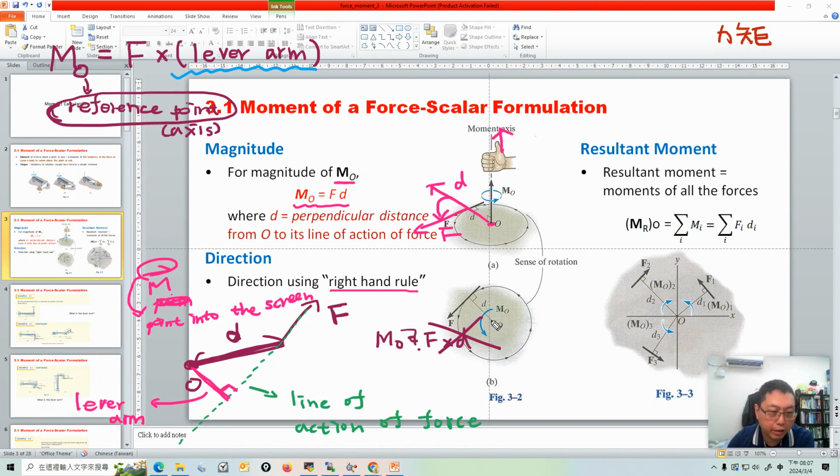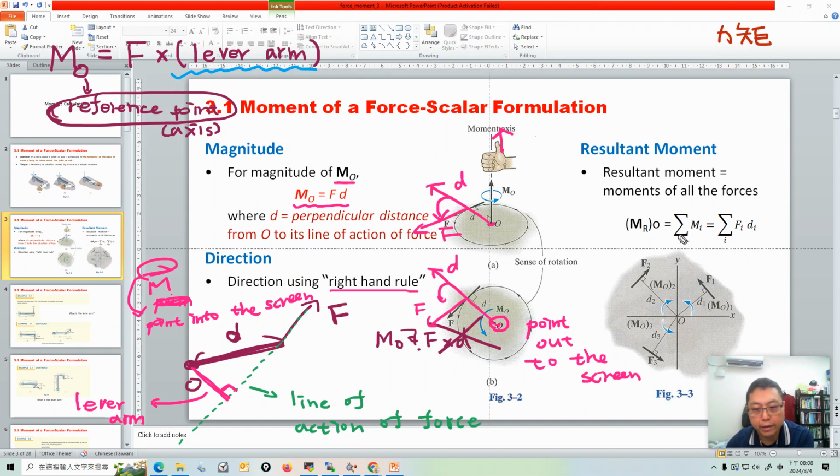And for this one, D is here from the reference point, and F is here. So D cross F points out of the screen. The direction of this moment in this case is out of the screen, as your thumb direction points out of the screen.